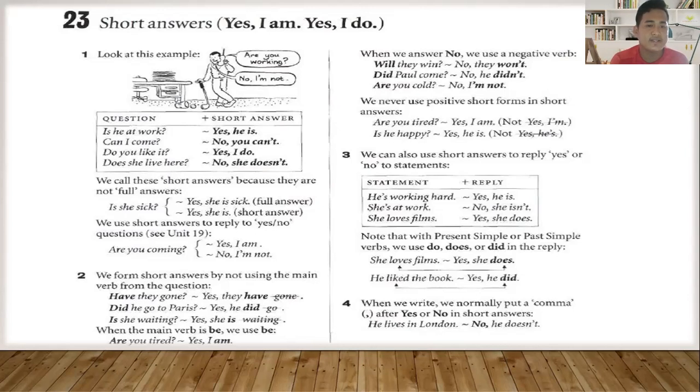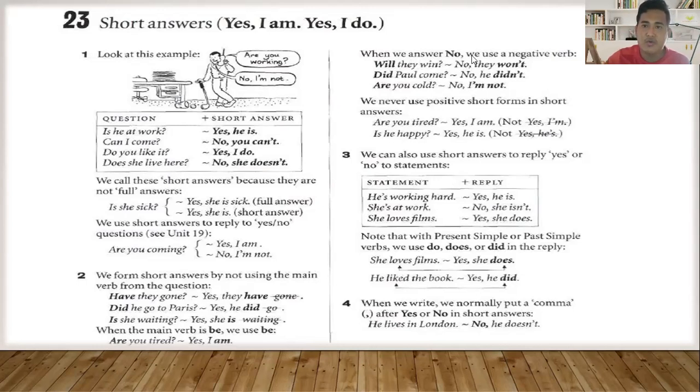"Is she waiting?" "Yes, she is." You don't need to add "waiting." This is the short answer, made without the main verb from the question. We don't need to use the main verb again. If you use the main verb, it means you are giving the long answer. When the main verb is be, we use be. Example: "Are you tired?" "Yes, I am." We can use be because be is a special verb that can be used in the short answer.